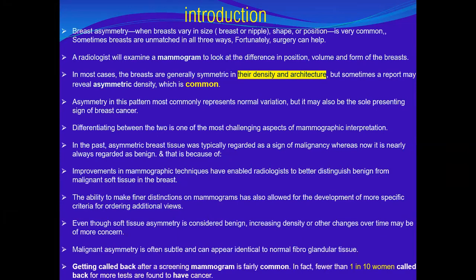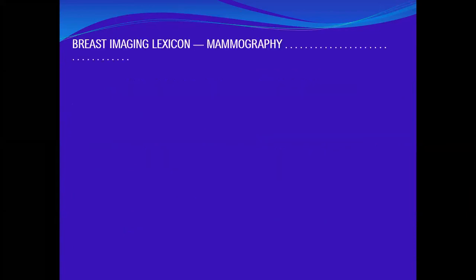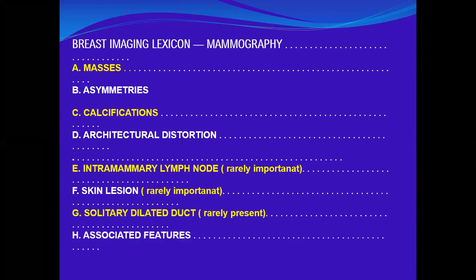Getting called back after a screening mammogram is fairly common due to asymmetry. In fact, fewer than 1 in 10 women called back are found to have breast cancer. For mammographic abnormalities, the BI-RADS breast lexicon is strongly recommended, as we described before, including masses, asymmetry, calcification, architectural distortion, and rarely important intramammary lymph node and skin lesions, and a rarely present solitary dilated duct, associated features, and describing the lesion locations.